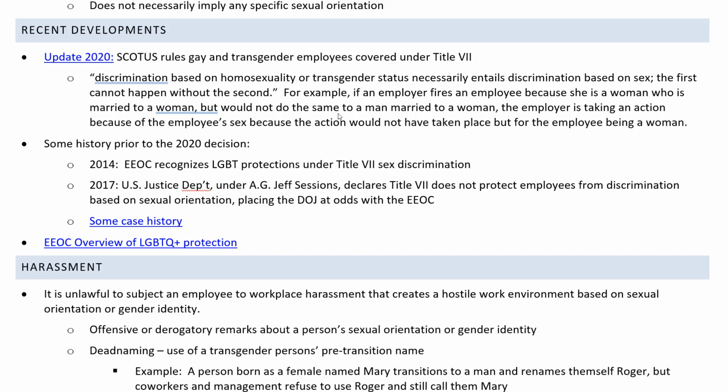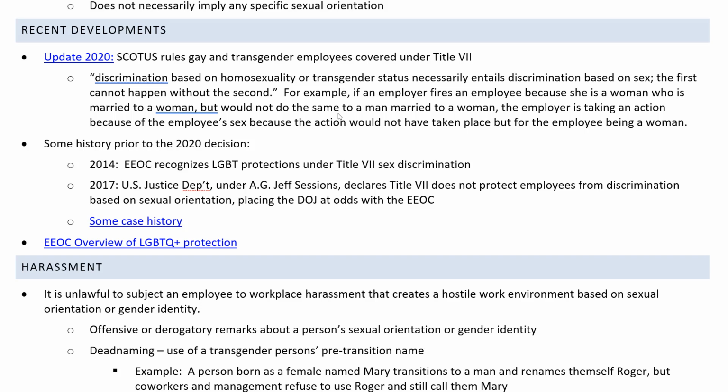Part of the ruling said that discrimination based on homosexuality or transgender status necessarily entails discrimination based on sex. The first cannot happen without the second. For example, if an employer fires an employee because she is a woman who is married to a woman, but would not do the same to a man married to a woman, the employer is taking an action because of the employee's sex, because the action would not have taken place but for the employee being a woman. So that was the reasoning, part of Neil Gorsuch's reasoning in that particular opinion there.